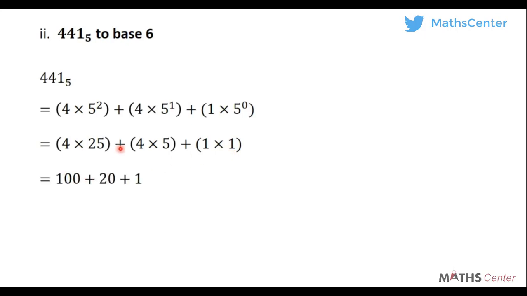4 times 25 will give us 100. 4 times 5 will give us 20. 1 times 1 will give us 1. You add them, you are getting 121. So if you convert 441 base 5 to base 10, you are going to have 121 base 10.